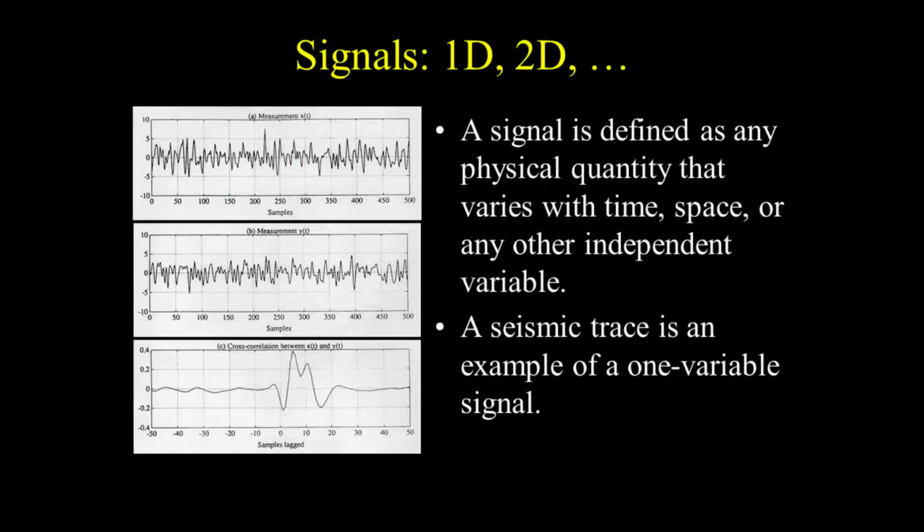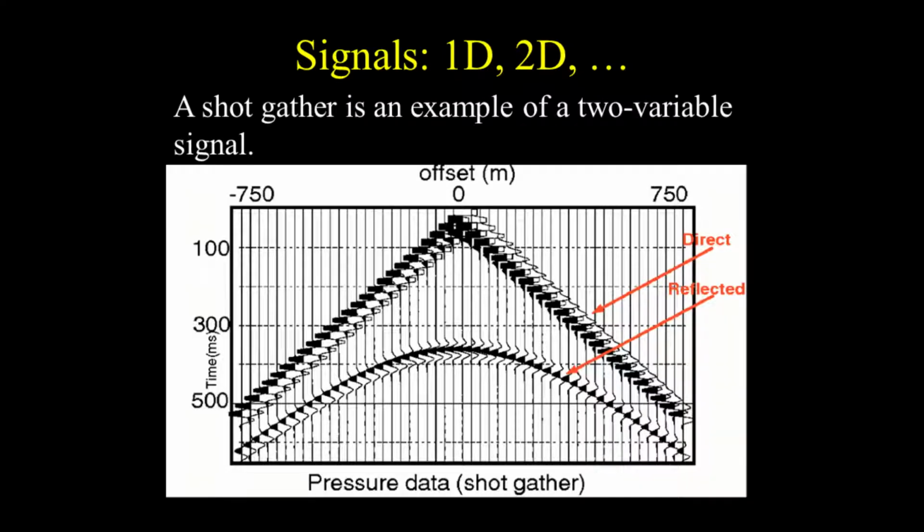A signal is defined as any physical quantity that varies with time, space, or any other independent variable. A seismic trace is an example of a one-variable signal. A shot gather is an example of a 2-variable signal.